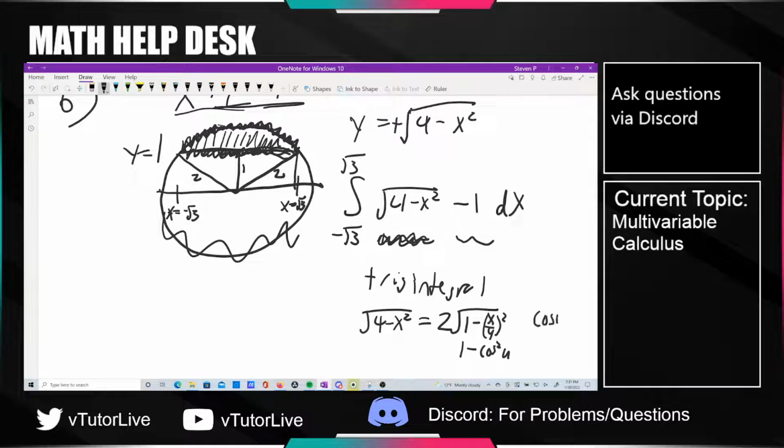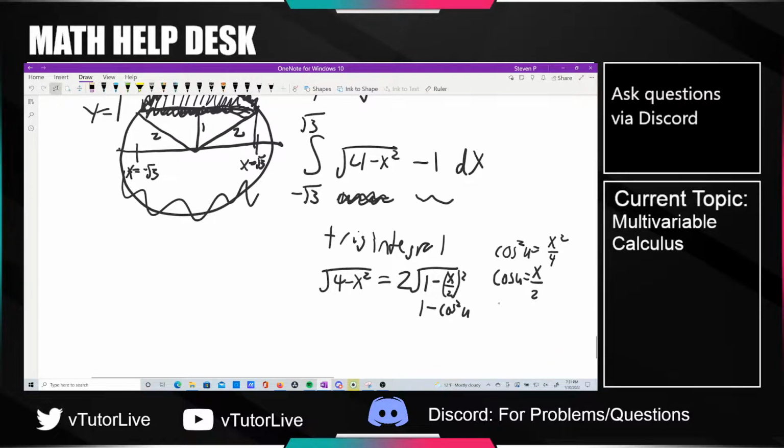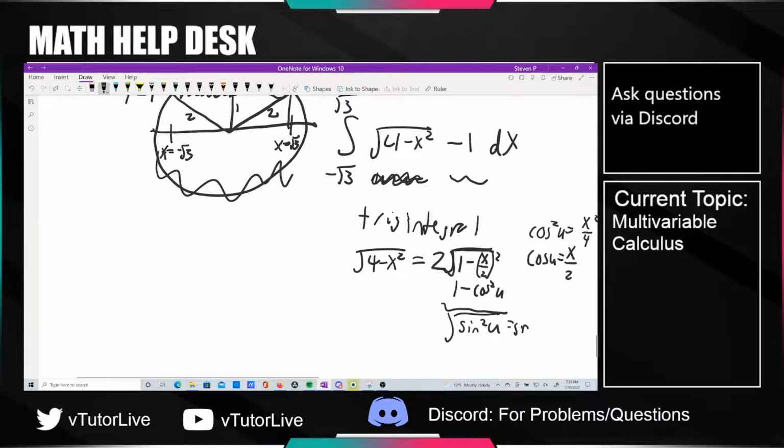So if you just let cosine of u equal x over 2, so that cosine squared is equal to, excuse me, x over 2 squared. Why am I messing this all up today? If you do this kind of u sub, I'm pretty sure everything will work out nicely, because 1 minus cosine squared of u just turns into a sine squared. And the square root of the sine squared is just going to give you a nice sine, and that's going to make everything work out nicely. That's the idea.